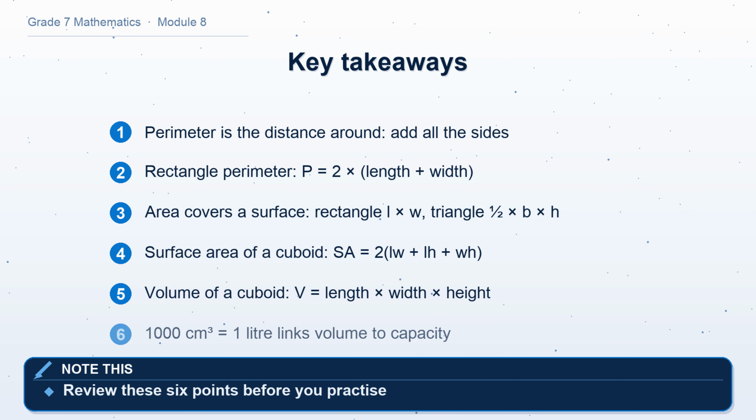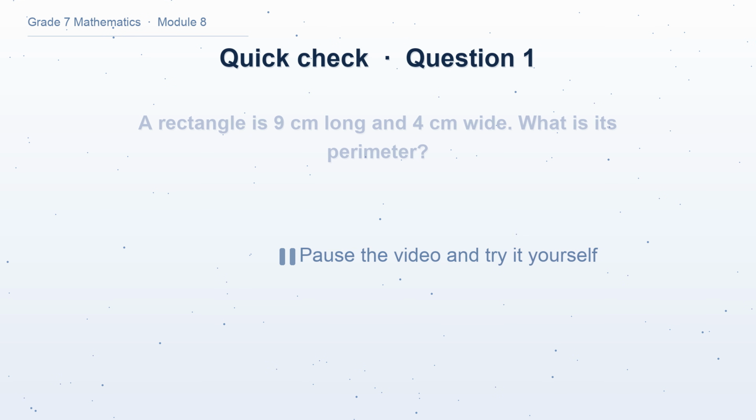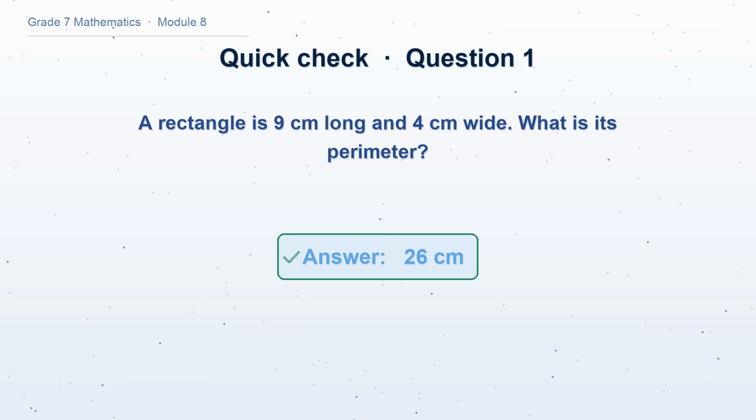Now let's check how much you remember with 3 quick questions. Here is the first question. A rectangle is 9 centimeters long and 4 centimeters wide. What is its perimeter? Add the length and width to get 13, then double it. The perimeter is 26 centimeters.